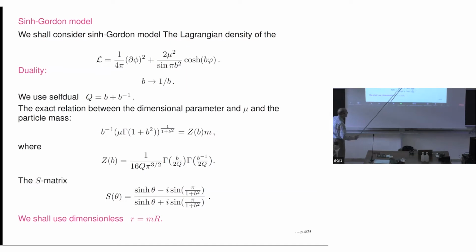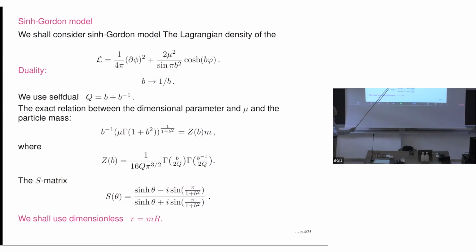Then the spectrum is very simple in the infinite volume. It consists of one particle, and there is an exact formula due to Alesha Zamolodchikov for the mass of these particles in terms of my parameter mu here. So you see, this field has non-trivial scaling dimension.